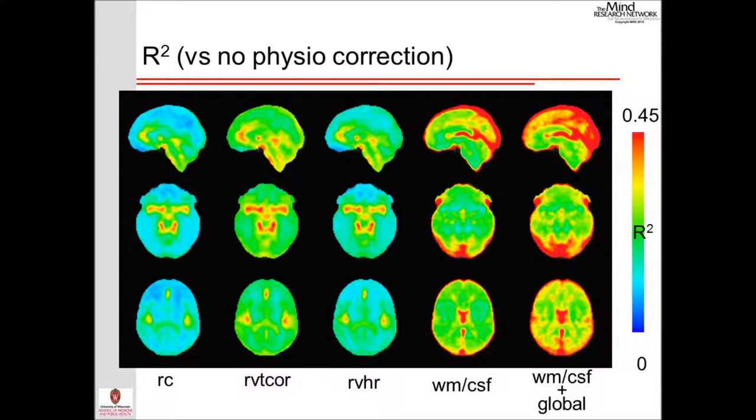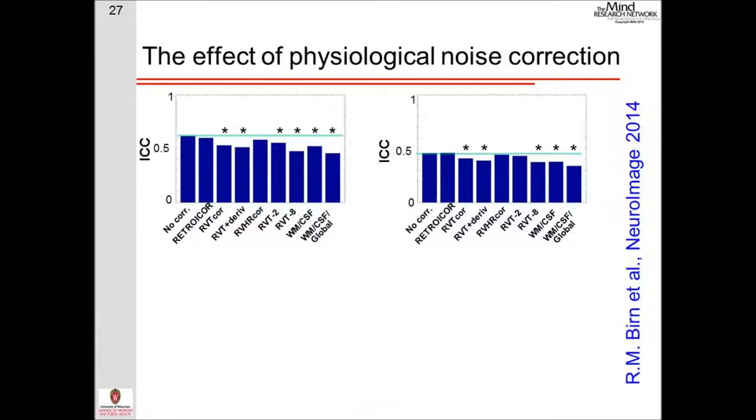So what about reliability? Well, here's where we get a bit of a twist. On the left is the intraclass correlation coefficient, the test-retest reliability, when we don't do any of these corrections. And here's what happens when we start doing these various corrections. The asterisks are ones where we actually see a significant change in the reliability. And what was surprising to us is that the reliability, no matter what we did to the signal, went down.